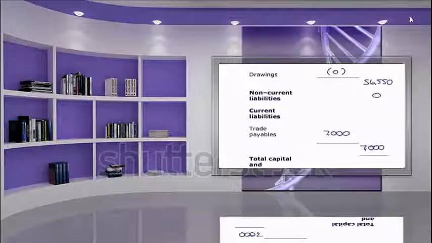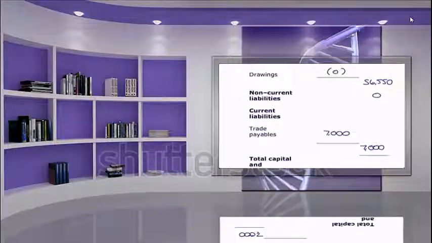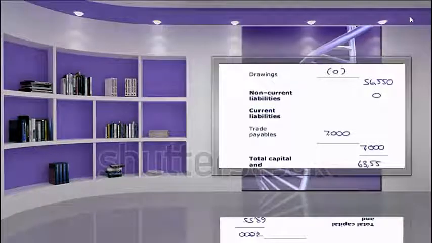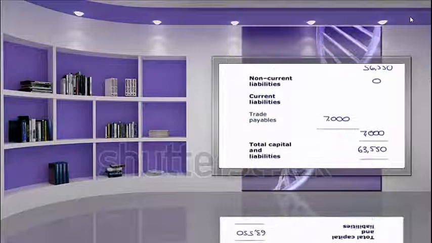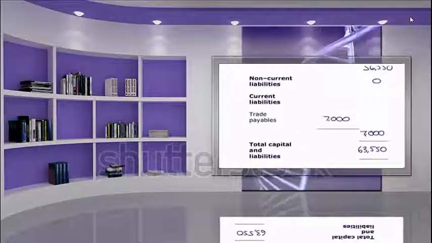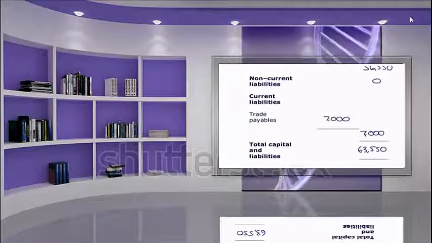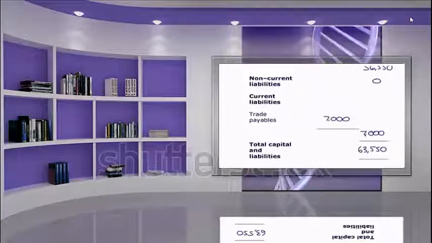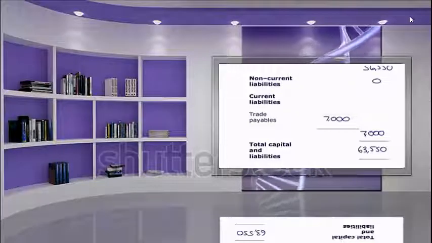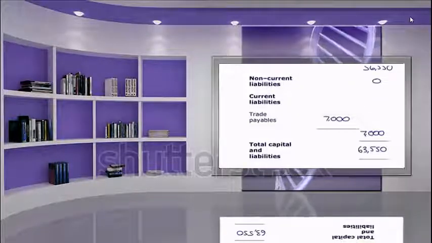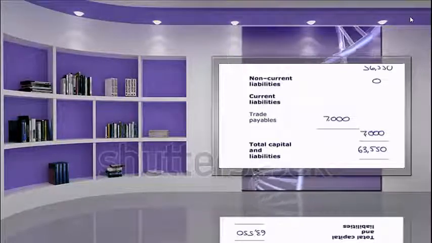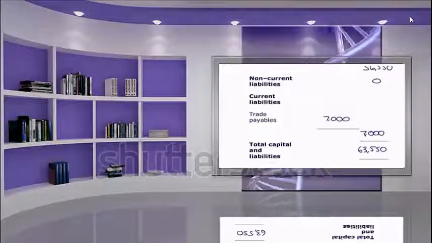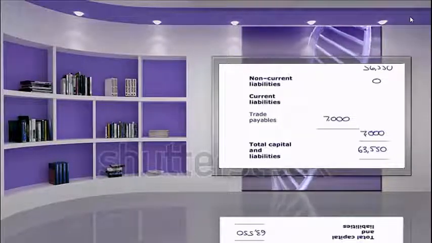And 56,550 plus 7,000 is going to give us 63,550 total capital and liabilities. Go and look back at your total assets, 63,550. It balances, it works. We're happy as accountants. So there you have it. We have done original transactions all the way through to the financial statements. And that's the way we prepare accounts.